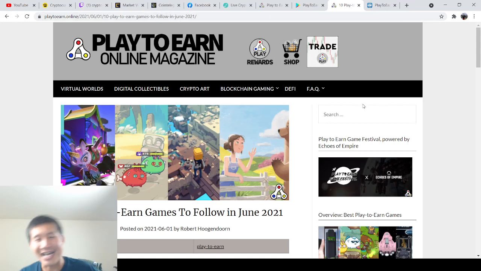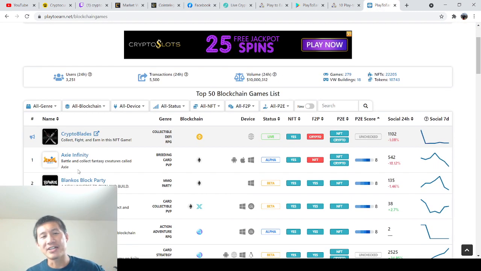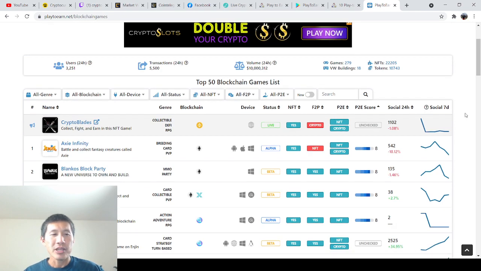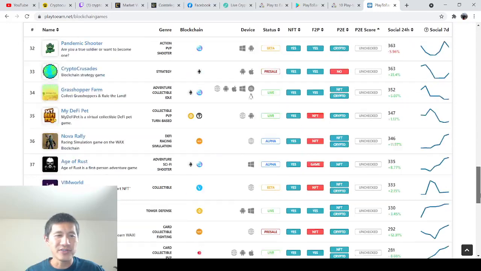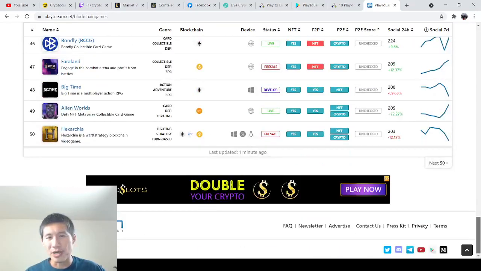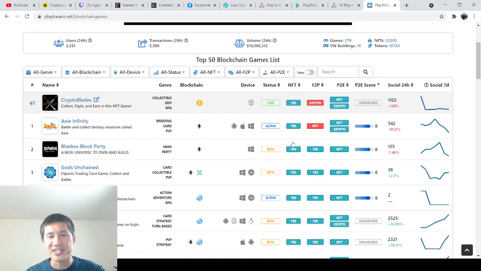Now, the second site is a site and an app, playtoearn.net, and they're advertising Crypto Blades right now, but obviously, they list like the top 50 games, and you can go on to page two. You can go to next 50, and they also have NFTs. Yes, free to play. Yes, P2E, NFT, crypto.